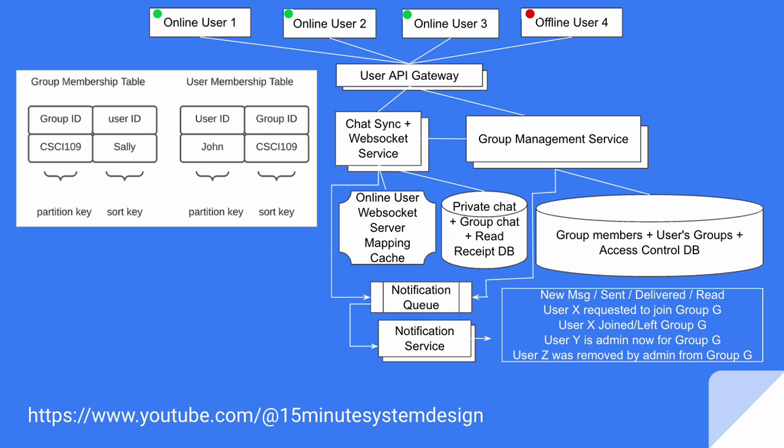Okay. Now, to understand which users are participants of a group, or which groups a user is part of, we need to maintain such relationships in the group membership and user membership tables in the DB. We can also notify group level changes, like somebody joined, somebody left, somebody is admin now, or somebody was removed from the group, via push notification only from this group management service.